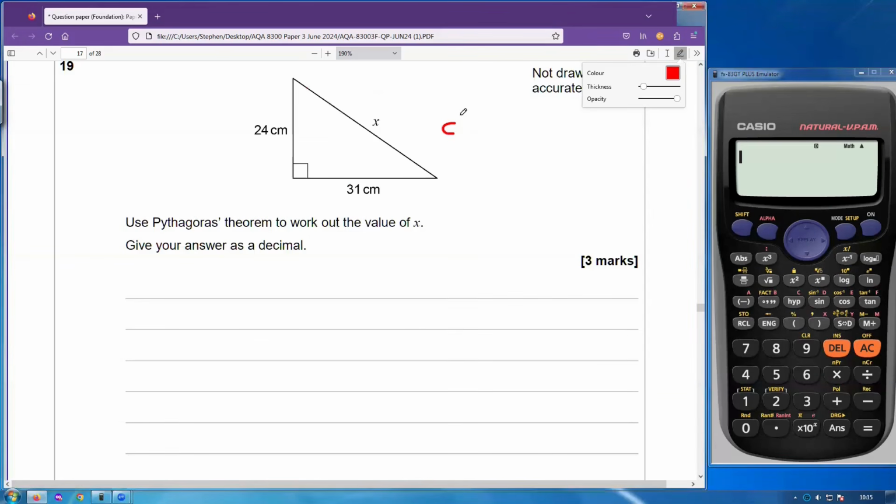Well, c squared equals a squared plus b squared, where the hypotenuse is c, and one of these is a and the other one's b. Okay, so this time we're going to make this into x squared, because that's what they've labeled it. x squared equals 31 squared plus 24 squared. That's our Pythagoras' theorem. And we're going to work this bit out first. x squared equals.